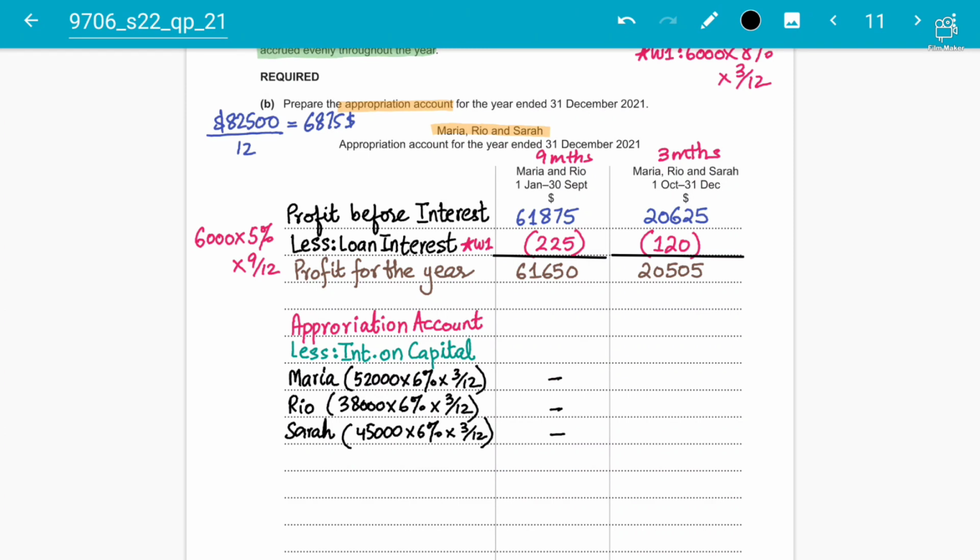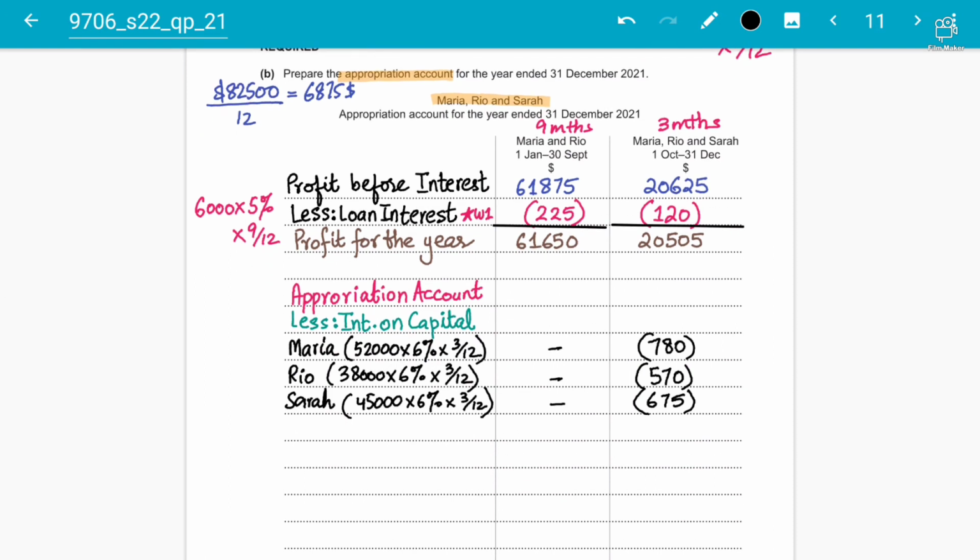The first one is coming out as 780. So 780 interest on capital will be received by Maria. Then we have 38,000 into 6% into 3 upon 12. That is basically 570 interest on capital Rio will receive, and Sarah will receive 45,000 into 6% into 25%. That is $675. Sarah will receive that as well, because this is what the partnership is going to pay to them, that's why it's being deducted here, but this is an income for the partner.